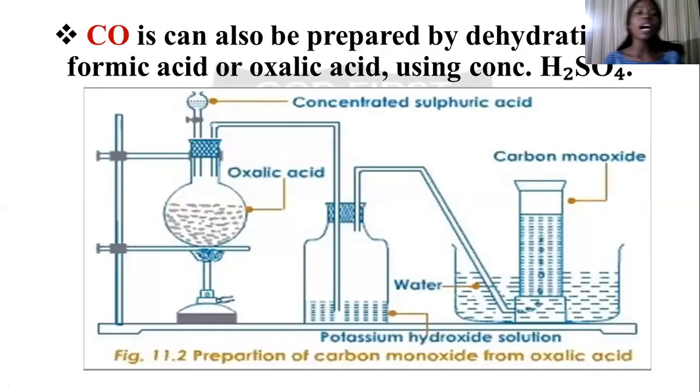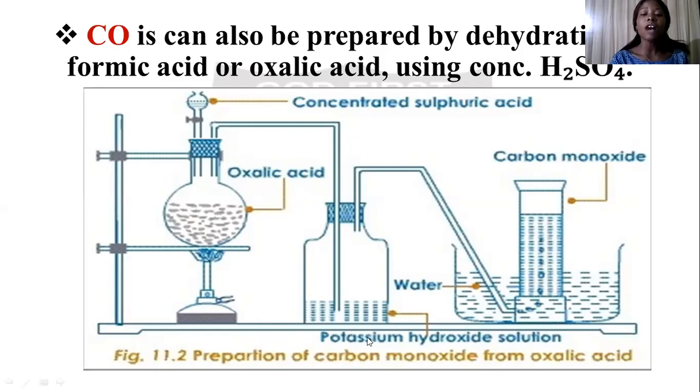Next, you can also prepare carbon monoxide by dehydrating formic acid. Formic acid is methanoic acid, or oxalic acid, which is ethanedioic acid, using concentrated tetraoxosulfate(VI) acid. When we say dehydrating, it means removal of water molecule. So when water molecule is removed from formic acid or oxalic acid, you have your carbon monoxide.